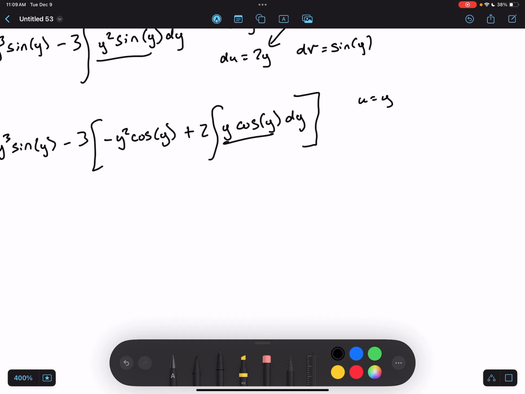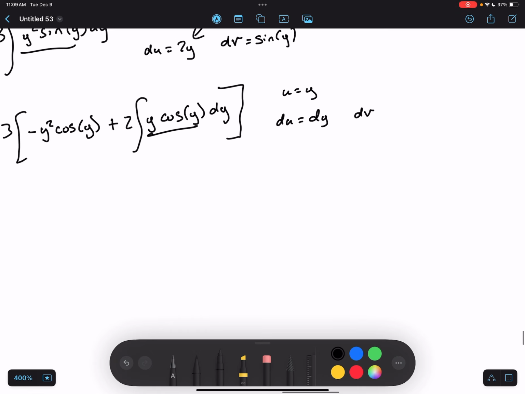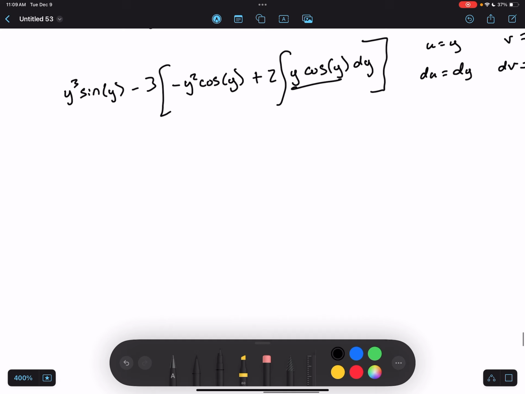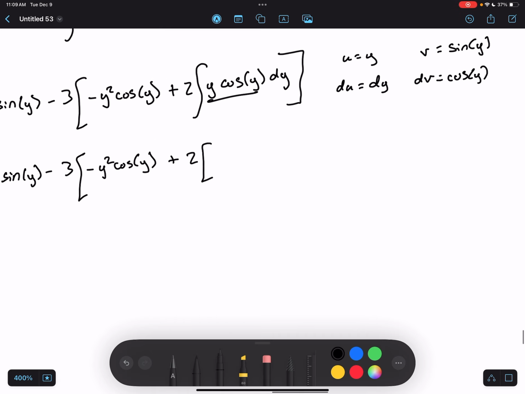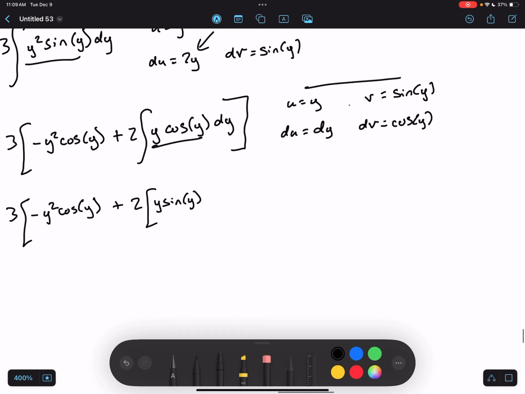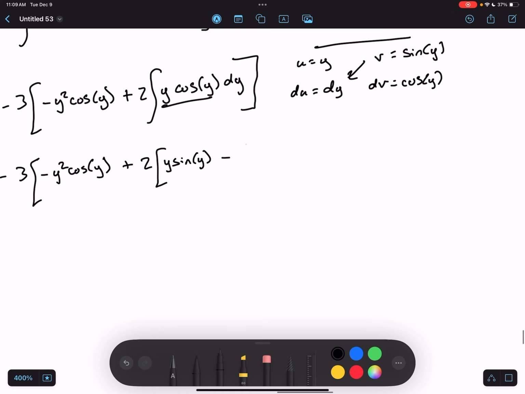let u equal y once again. Du easily becomes dy, and dv is cosine y once again, and so v is again sine y. So we'll rewrite this all again. Y cubed sine y minus 3 times minus y squared cosine y plus 2 times, and we've got y sine y, because remember, integration by parts, we go across and down over, minus the integral of sine y dy.